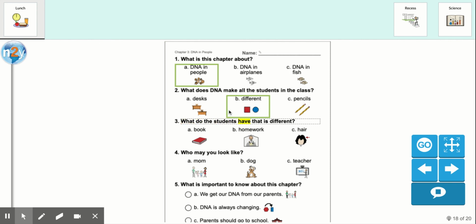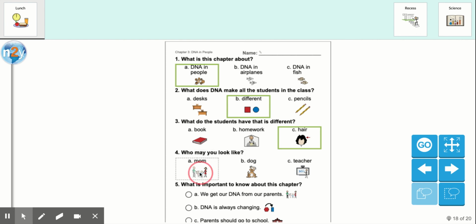Three. What do the students have that is different? Book, homework, or hair? Well, let's see. Book. No. Homework. No. Hair. And number four. Who may you look like? Your mom, your dog, or your teacher? It makes most sense to look like your mom. You don't want to look like your dog.